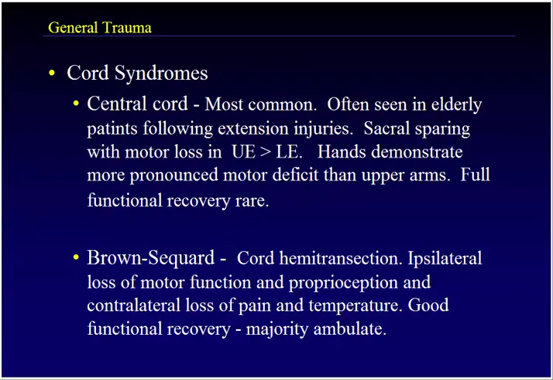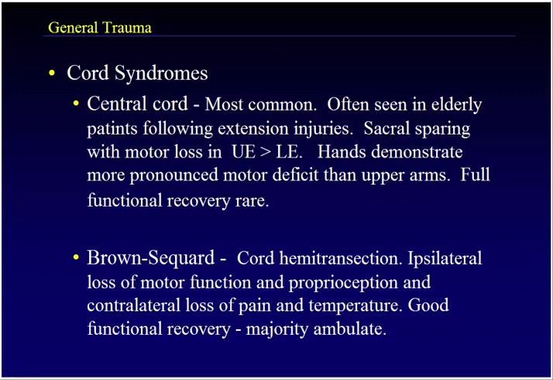Now, the cord syndromes, let's just cover those briefly. The central cord syndrome is the most common cord syndrome. It's usually seen in elderly patients that have extensive osteophytes anteriorly, perhaps degenerative disc disease, and it's seen following hyperextension injuries to the neck. The clinical presentation is sacral sparing, and you'll have motor loss preferentially in the upper extremity over the lower extremity, and preferentially in the distal part of the limb rather than the proximal limb. So you'll have more pronounced motor deficit in the hand than you will in the upper arms. And full functional recovery is actually quite rare. This is a very serious syndrome.